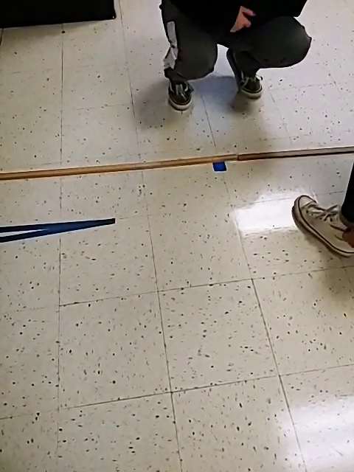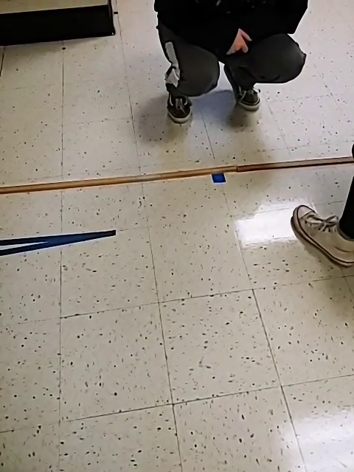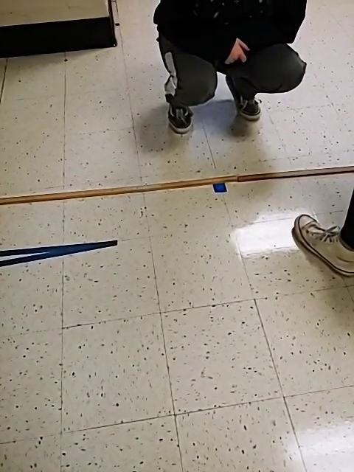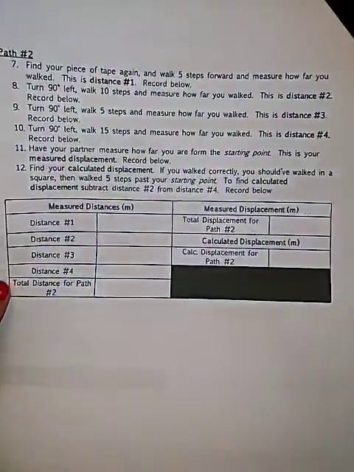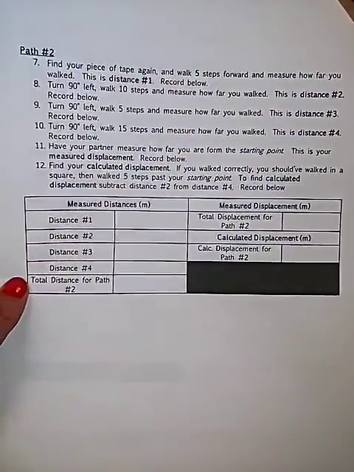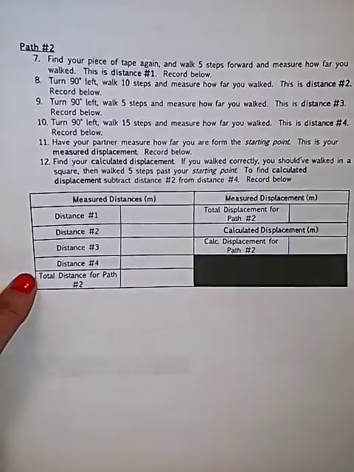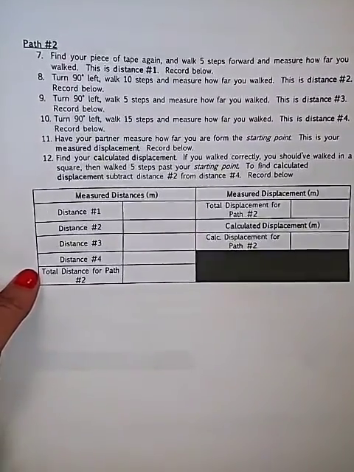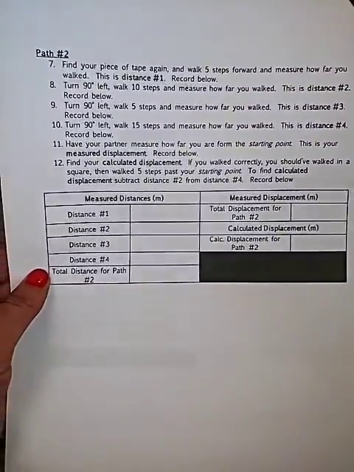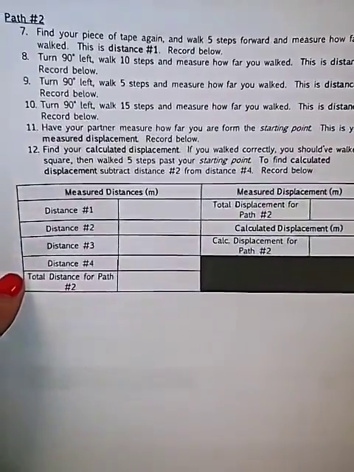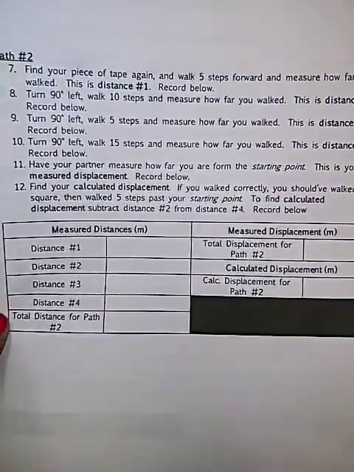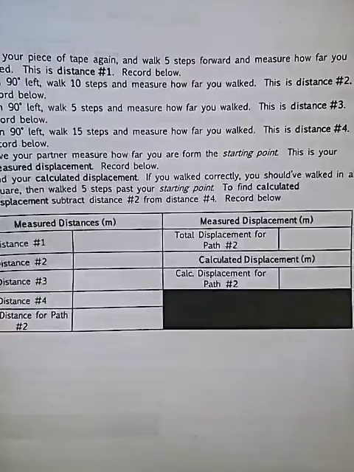This distance, number 3, was 2 full meter sticks and 5 centimeters. This would be 2.05 meters. Number 10, turn 90 degrees left, walk 15 steps, and measure how far you've walked. This is distance number 4.